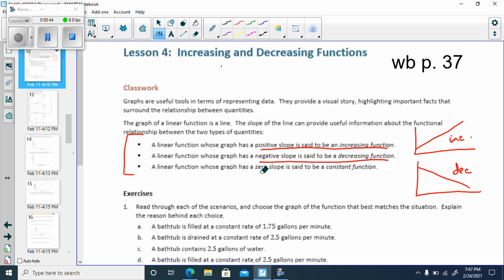A linear function whose graph has zero slope is said to be constant. We're just going to say that it's got a zero slope. Okay? It doesn't change. Because it gets really confusing when you start talking about a constant rate of change and a constant function. This one just has zero slope.